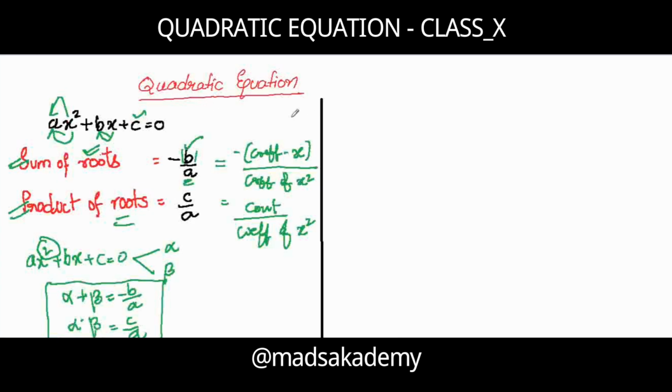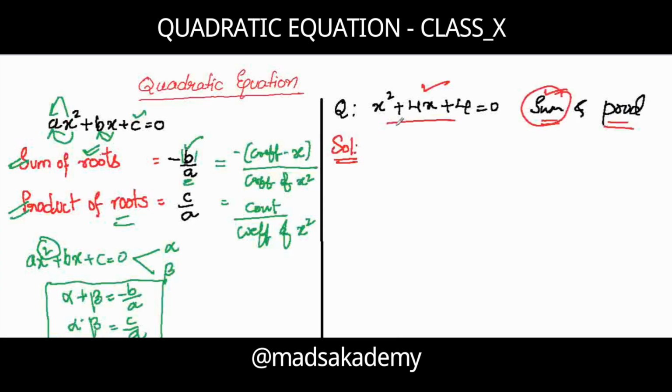Let's consider a small, simple example. Let's take a question: x square plus 4x plus 4 is equal to 0 is a quadratic equation. They'll ask you to find the sum of the roots and the product of the roots. Very simple, this is a very basic question. We know every quadratic equation has two roots. Let's take alpha and beta. So what is the sum of the roots?